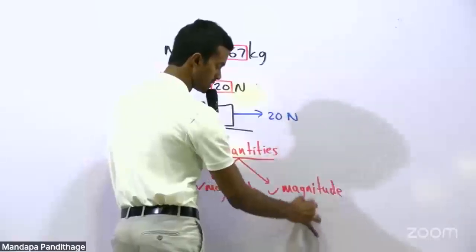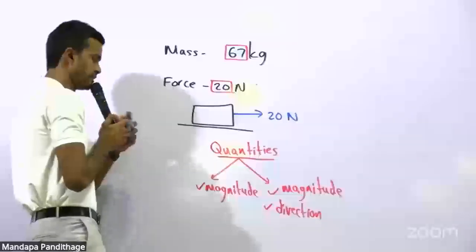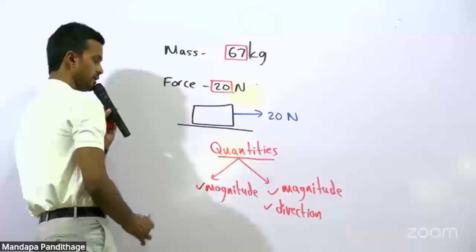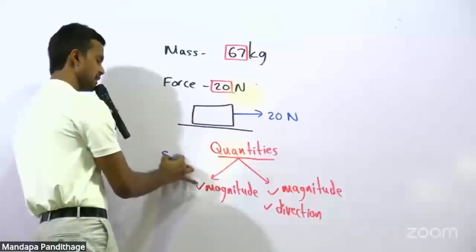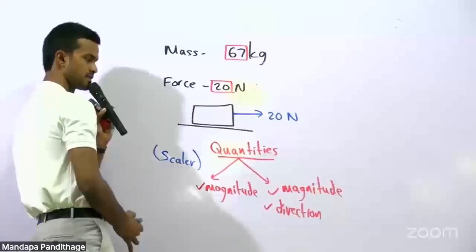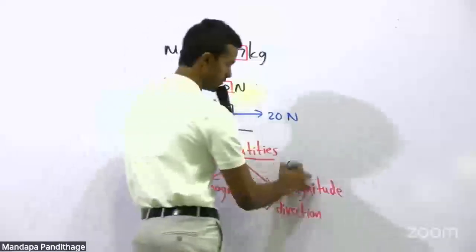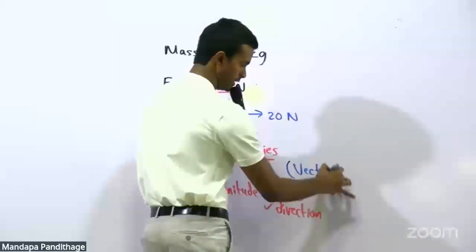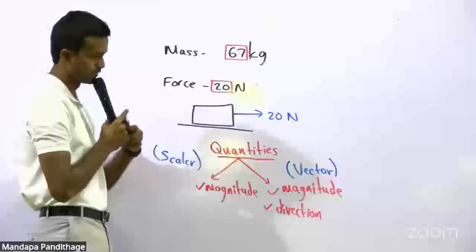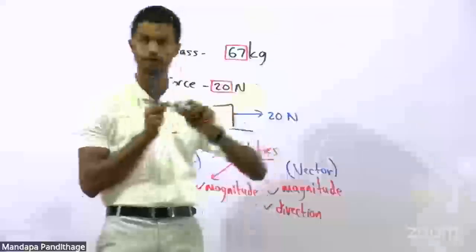So based on this, we say there are two types of quantities. If the quantity only consists of a magnitude, we name it as a scalar quantity. And if it consists of a magnitude and a direction, both, we name it as a vector quantity. So that is the first thing that we have to learn in vectors. Clear? Okay, write in this way.